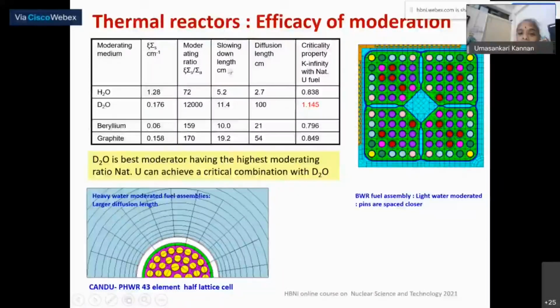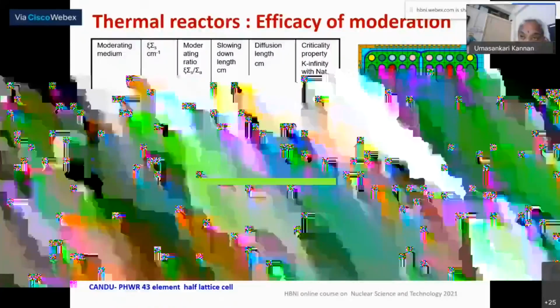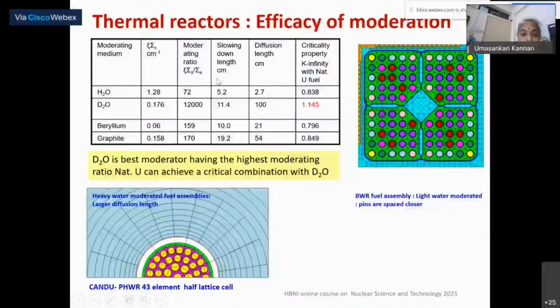Then there is something called the slowing down length. I told you the neutrons are continuously losing energy. So we are defining a diffusion coefficient and a diffusion length. This concept is a little difficult to understand, but I'll tell you a little later on. Just now, take it as numbers. This is slowing down length. That is 5.2 centimeters in light water, where the neutrons will get slowed down to thermal energies. Whereas in heavy water, it requires about 11.4 centimeters and so on.